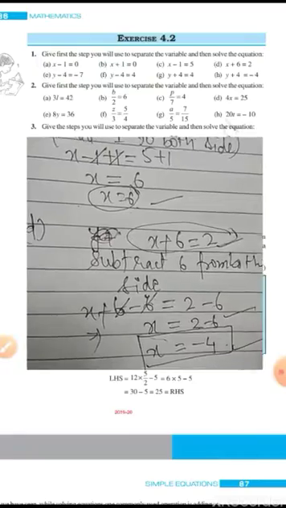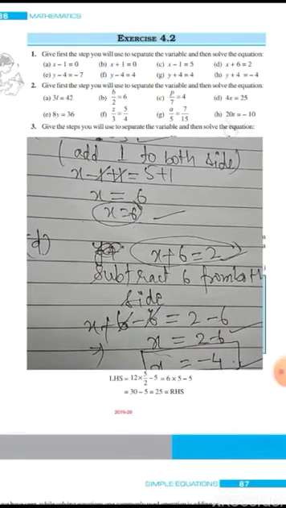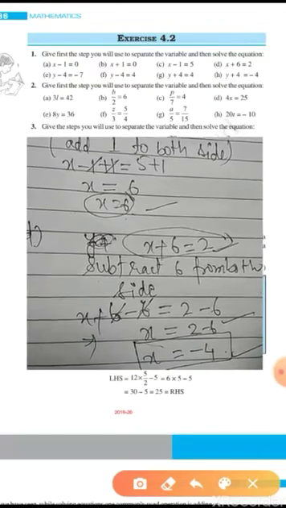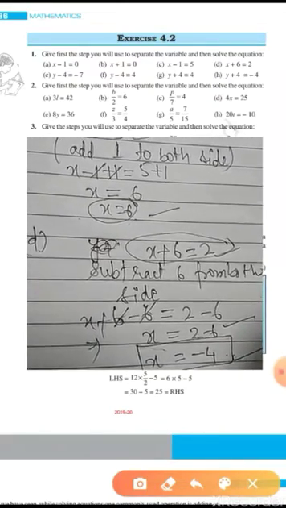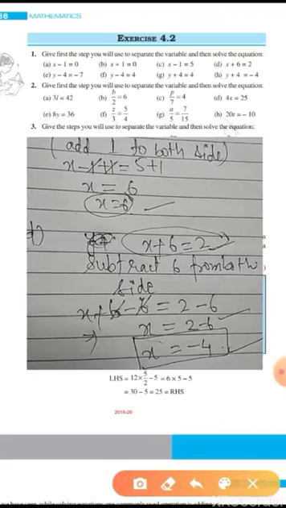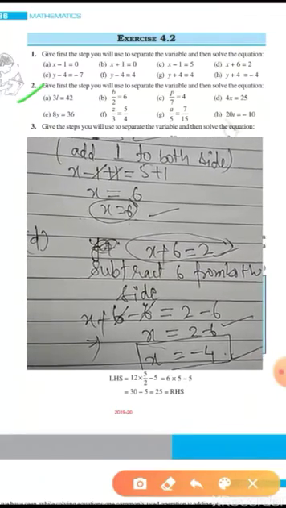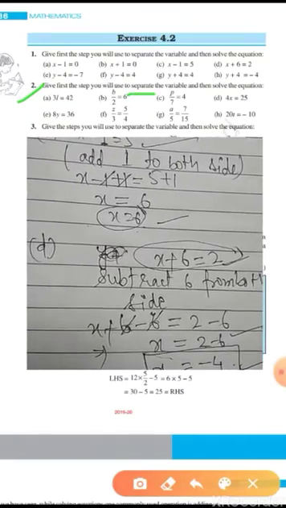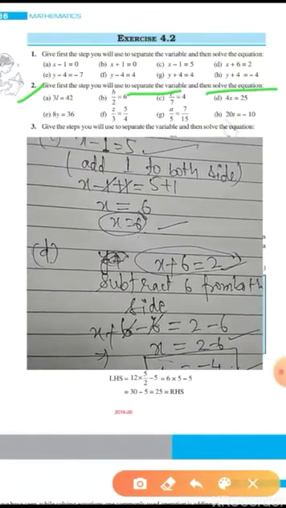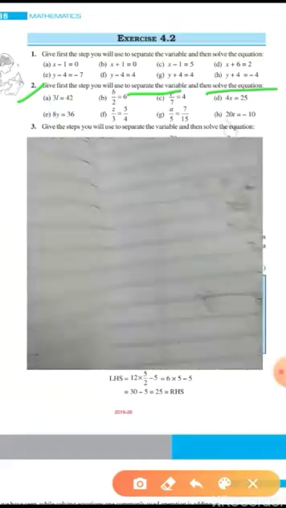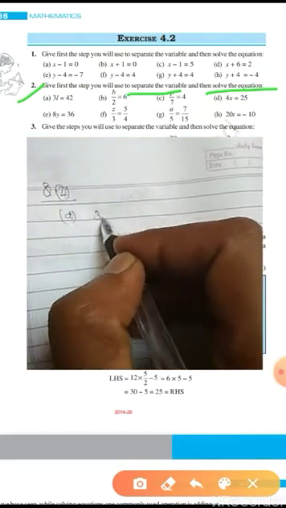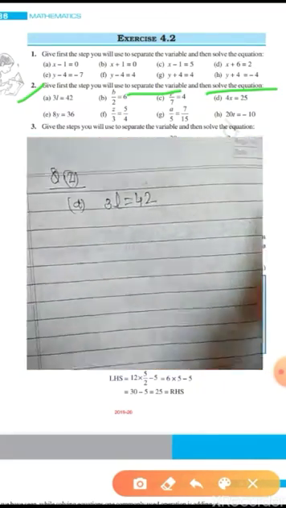Okay, now the rest of the questions of question number 1 you will solve at home by yourself. Okay, now I am going to discuss question number 2. The first step you will use to separate the variable and then solve the equation. So let's see question number 2a. 3l is equal to 42.